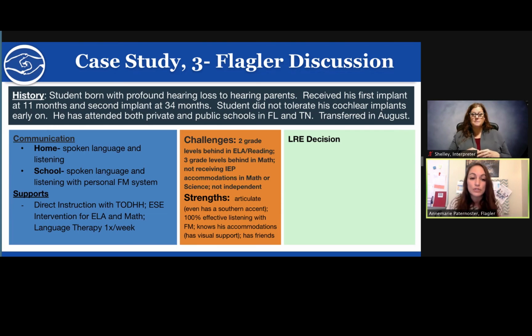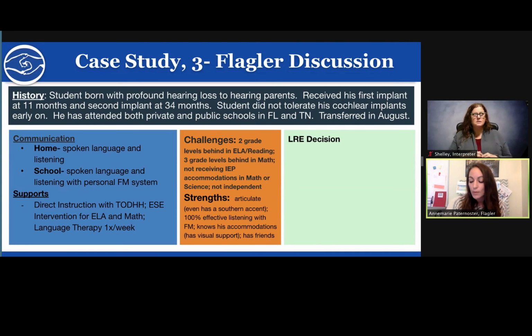He was having some issues with his math teacher, not providing him all the accommodations that were on the written plan. She also taught science, and he's not very independent. We see a lot of learned helplessness. His strengths with us, though, he is very articulate. He speaks with a Southern accent. He does benefit greatly with using the FM system.